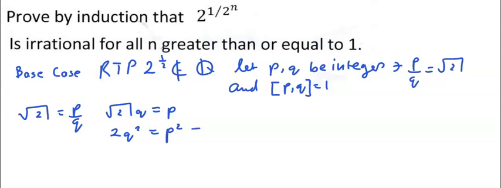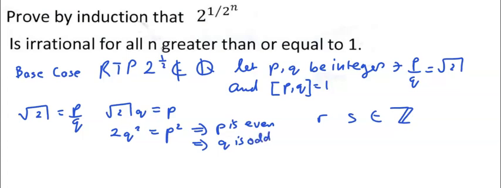So this proves that p is even. And so we let r and s also be integers. So if p is even, q must be odd, because they have no greater divisor than 1. And so if q is 2r plus 1 and p is 2s, we have this statement here.